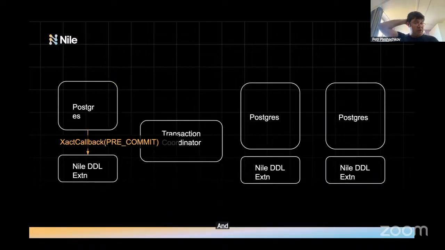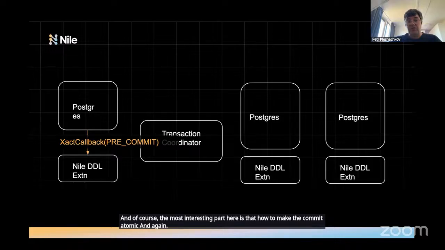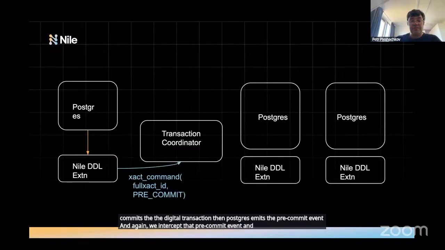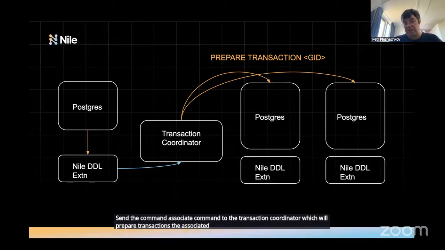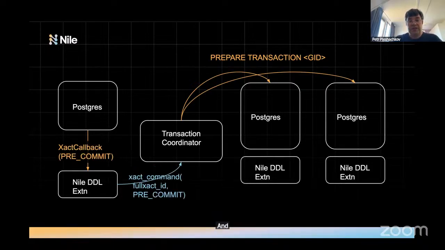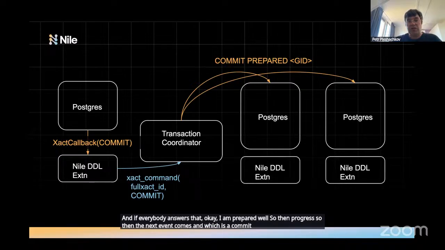And of course, the most interesting part here is how to make the commit atomic. And again, we heavily use the Postgres functionality. So when the user commits the DDL transaction, then Postgres emits the pre-commit event. And again, we intercept that pre-commit event and send an associated command to the transaction coordinator, which will prepare the associated transactions, participant transactions on other Postgres instances. And if everybody answers that, okay, I am prepared, then the next event comes, which is a commit. Then we do the commit prepared.